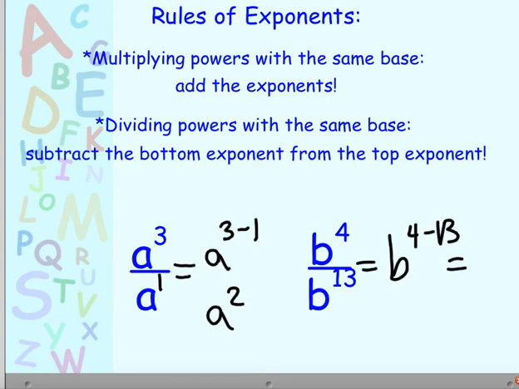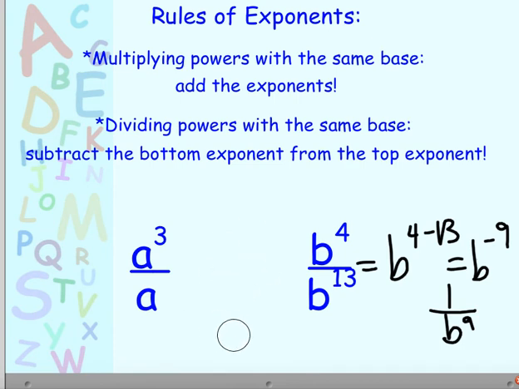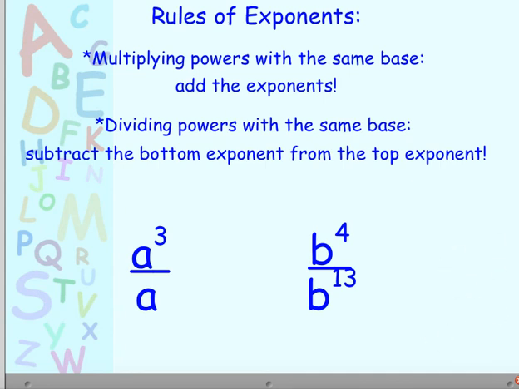Well, that gives us b to the negative 9th, and like we've talked about, we don't like to keep things with negative exponents, so we need to get rid of that by moving it to the denominator, moving it to the basement, and 1 is going to be our numerator. So we have 1 over b to the 9th. That would be a proper way to finish that problem. So when we are dividing things that have the same base, good thing we have a's and we have b's, we need to be able to subtract.